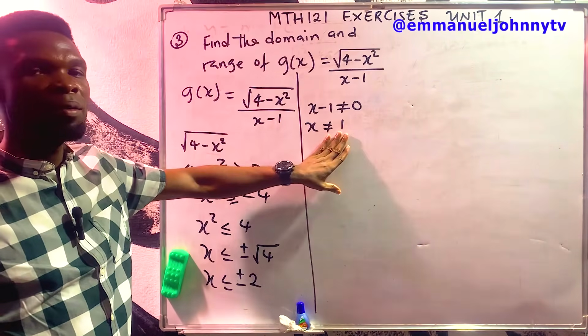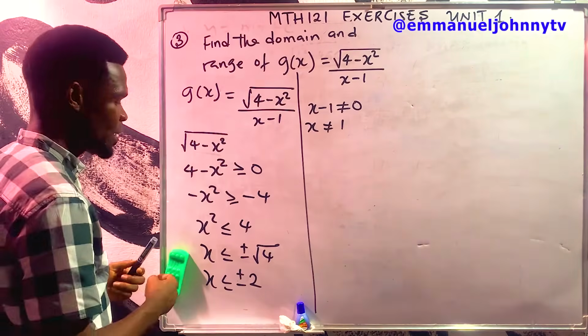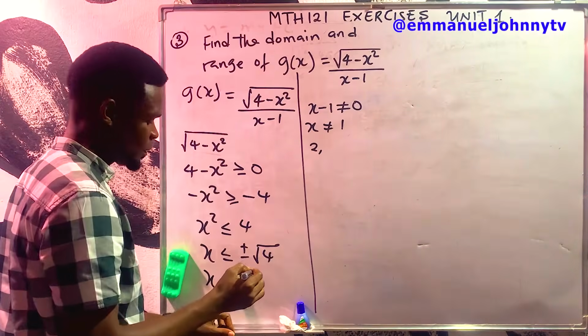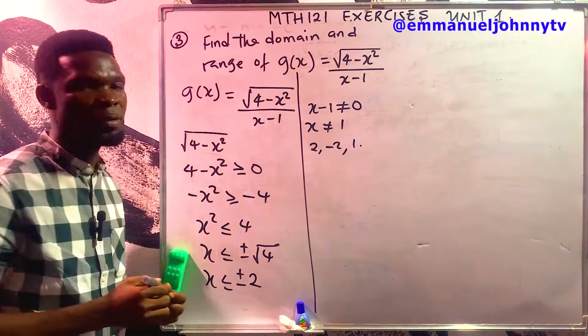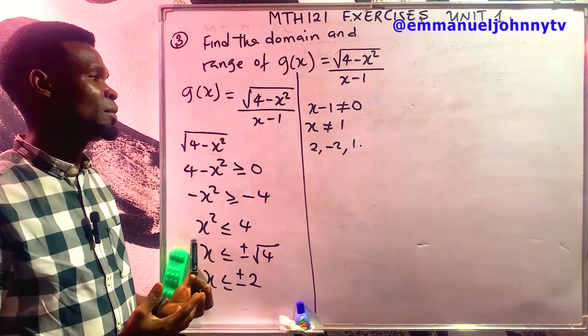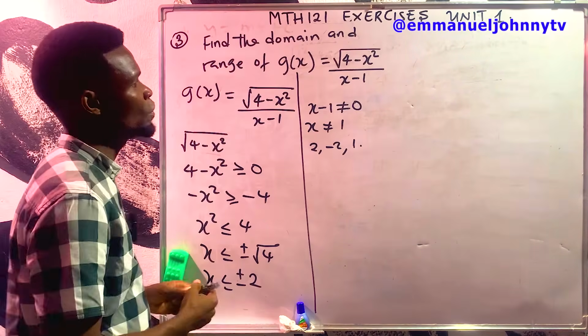But this solving now gives us the critical points. So how many critical points do we have? 3. The first one here is plus 2. Next one is minus 2. And then the other one now is 1. These are the 3 critical points we have, which we'll make use of in defining the domain and range of this function. So let's go.